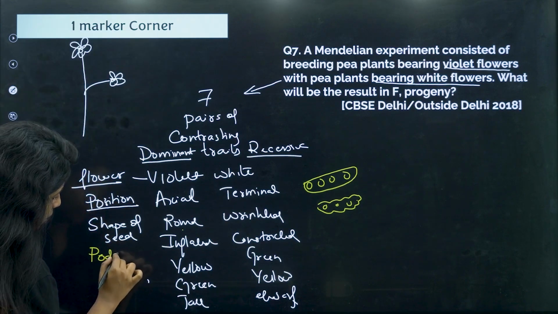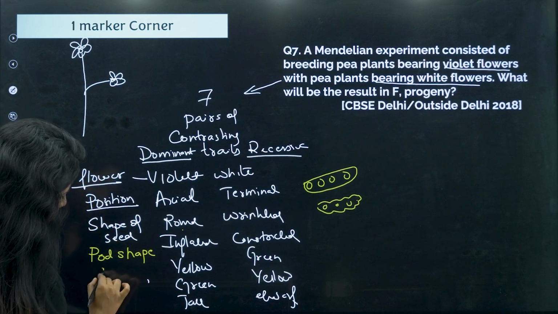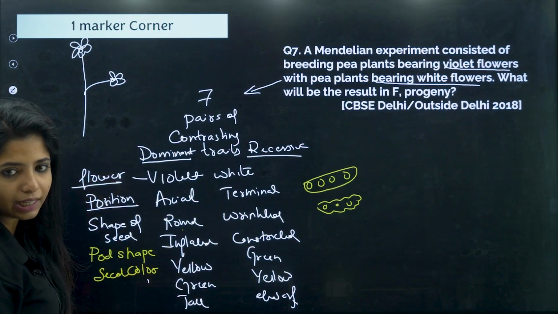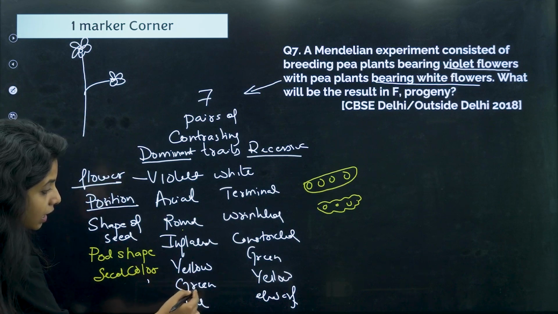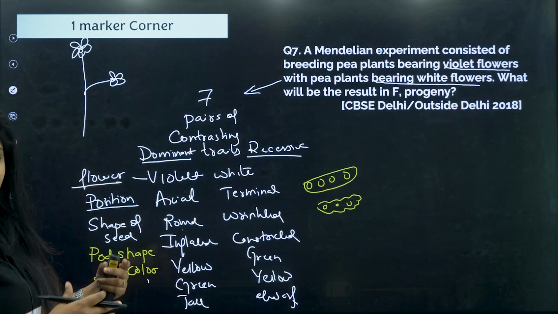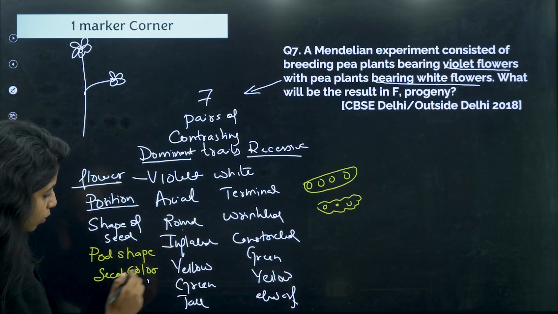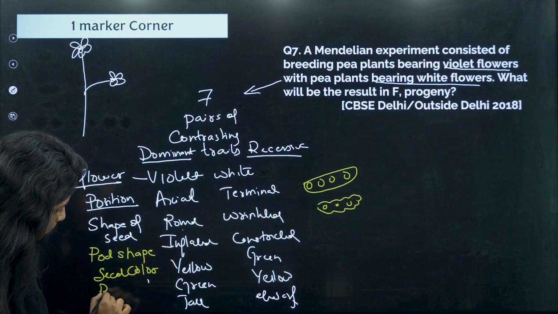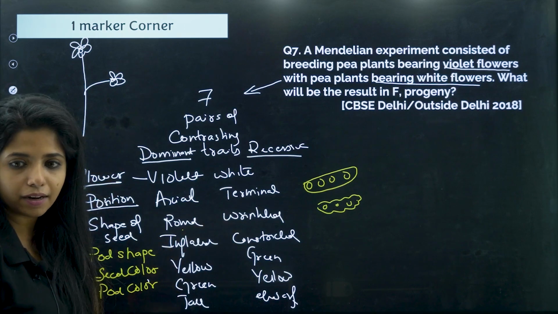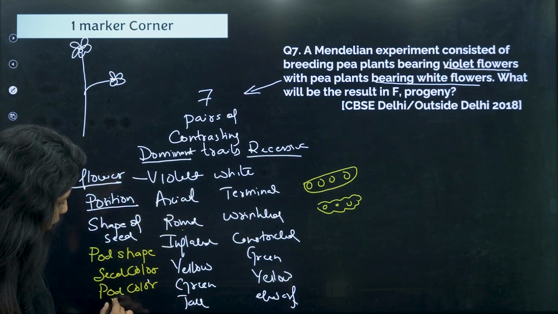So this is pod shape. Now seed color. Yellow is dominant, but we always eat the green one, but okay. The green and yellow has nothing to do with the protein content and things like that. Anyways, I'm not going into detail on that. So green and yellow is there, and this is for pod color. For pod color, we usually find green, so it is the dominant one. And tall as in the height of the plant.